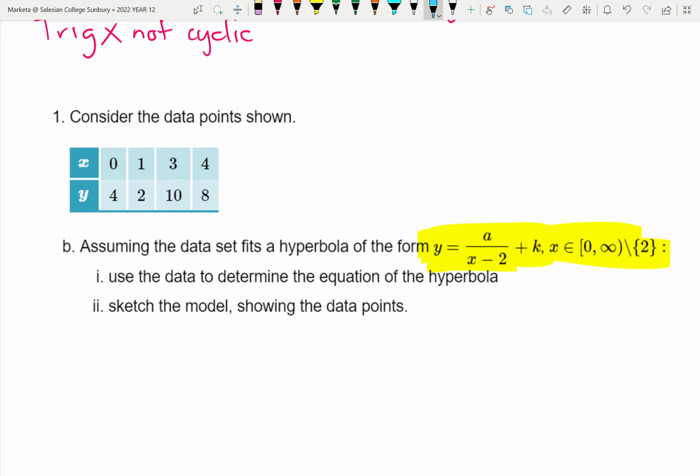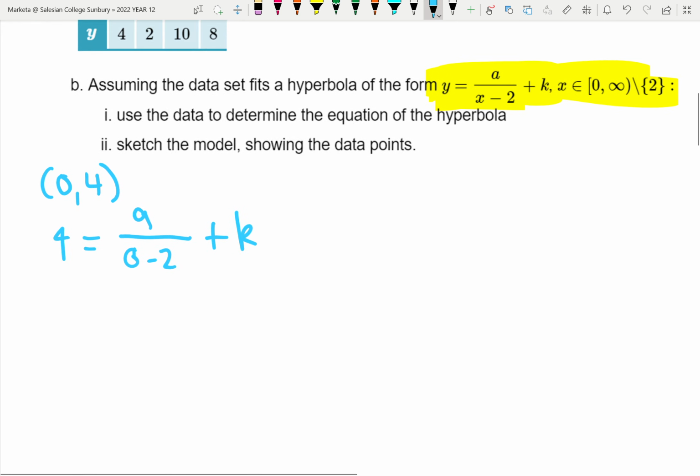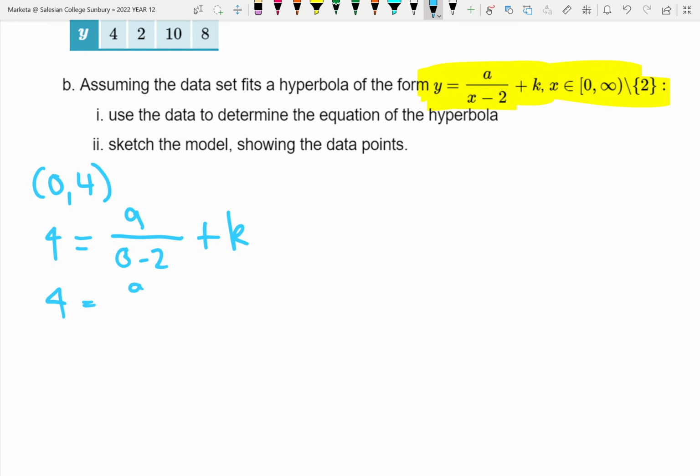All right, so as per usual, if we're determining the equation, we will sub in some values. And your best bet is to take the easiest values. So I'm going to take 0, 4. So that's going to give me 4 equals a over 0 minus 2 plus k. And let's see, 4 equals a over negative 2 plus k, and then I'm going to multiply everything by negative 2. So you can leave it like that if you want, but it's not really easy to work with.